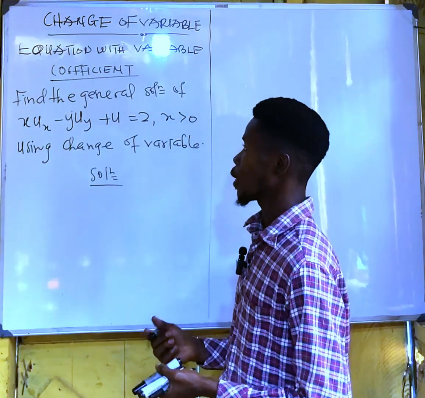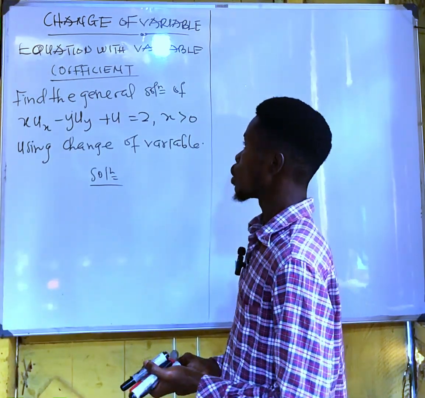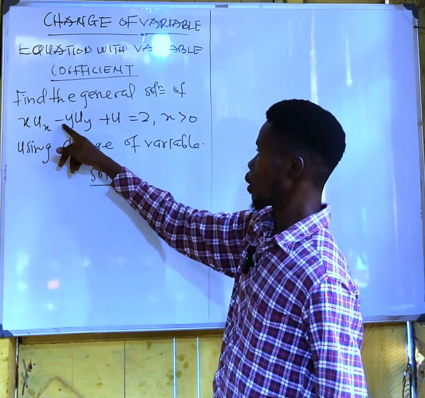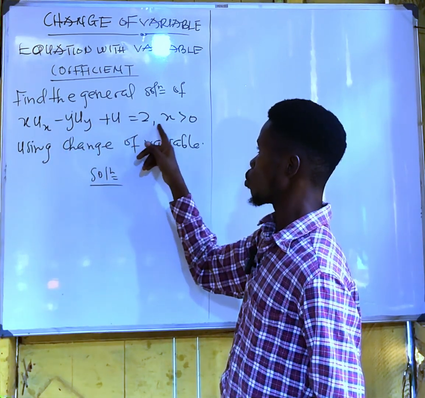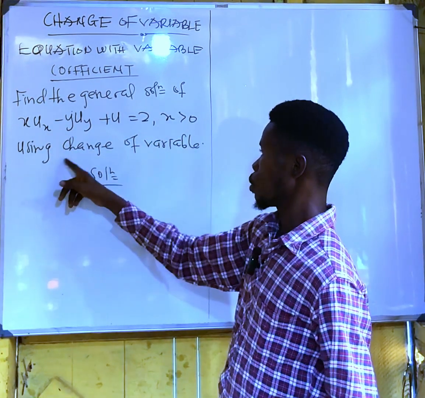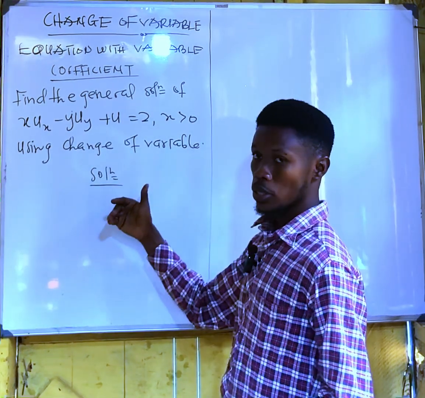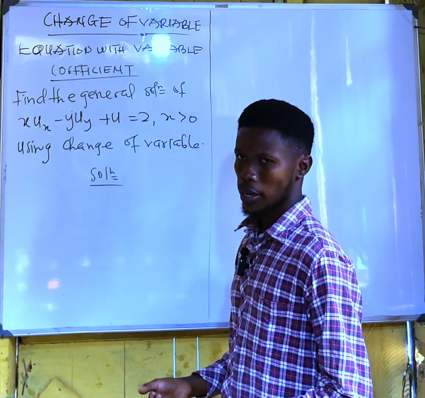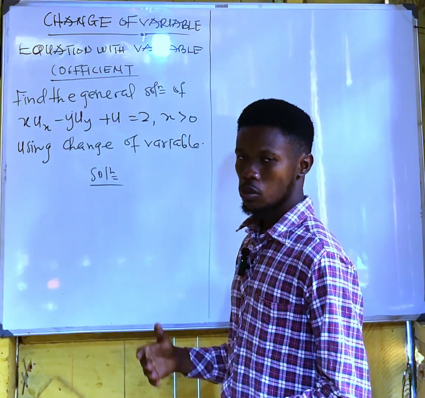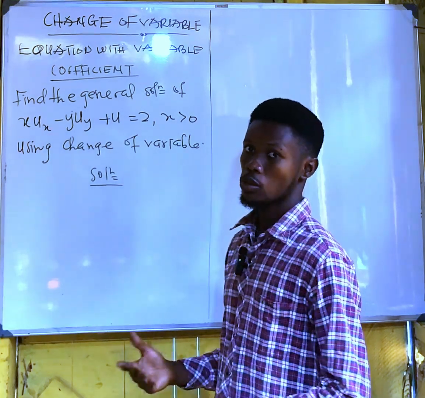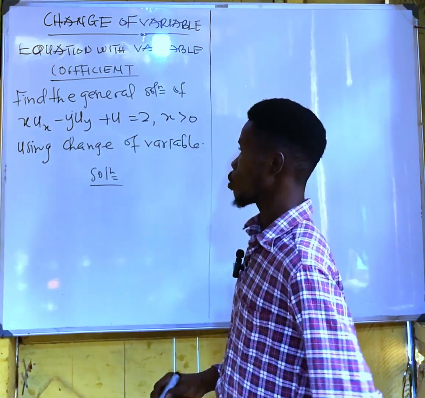So guys, let's look at example number 2. So you have to find the general solution of x u_x minus y u_y plus u equals 2, x is greater than 0, using change of variable. Okay, it has been stated clearly using change of variable. So that's how the exams will look like. In the exams, normally they will give you the method to use. If it is not given, then use any of the method that you think is okay to you.